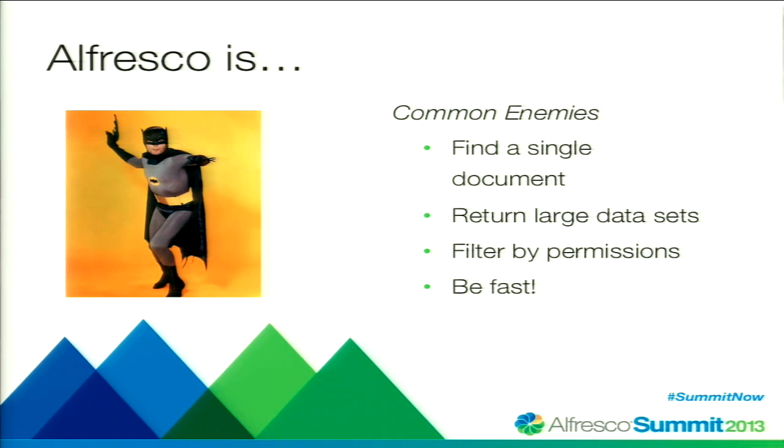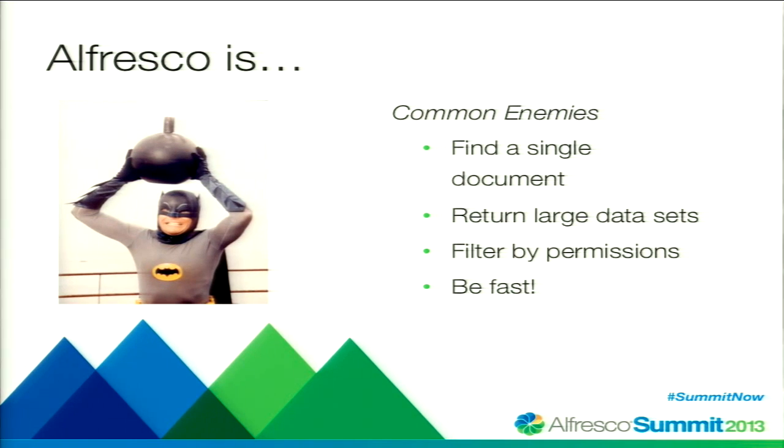Find one exact single document, return large data sets of documents, get those documents filtered by permission, and most important, it needs to be fast. It needs to scale. No matter how big the repository is, it needs to scale. Sometimes with the current Alfresco architecture that Piergiorgio just explained, we have some problems, and we need someone else to help. Sometimes a superhero is not enough.